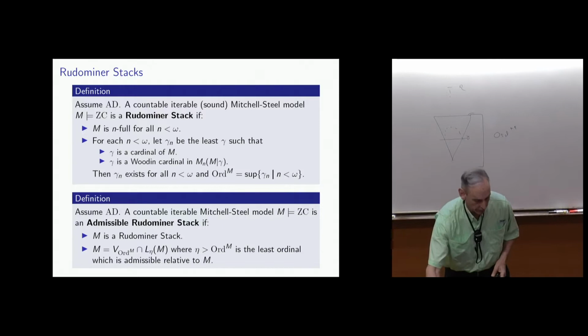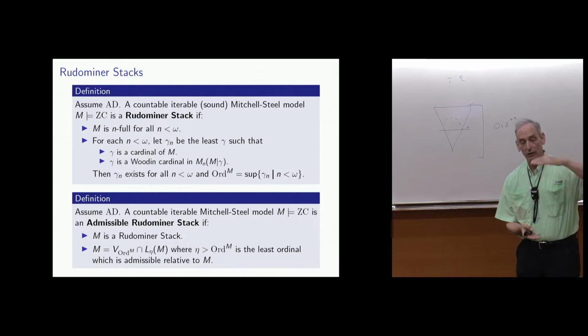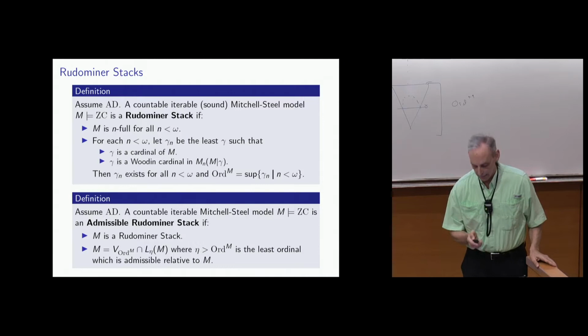So we have the Rudimeyer stack, and then the admissible stack. Everything survives as you construct up to the first admissible. So it feels like the admissible Rudimeyer stack is an analog of L omega 1 CK. It's not clear what the Rudimeyer stack is an analog to. So Rudimeyer analyzed these models.